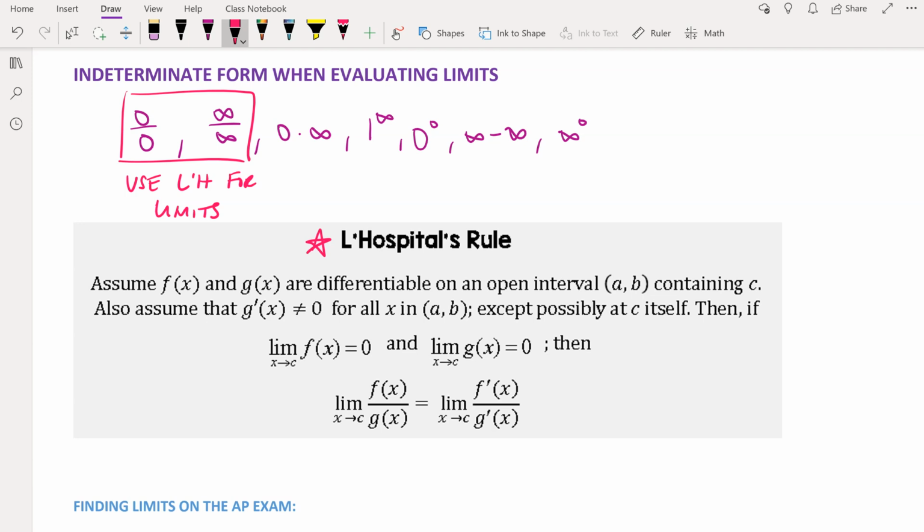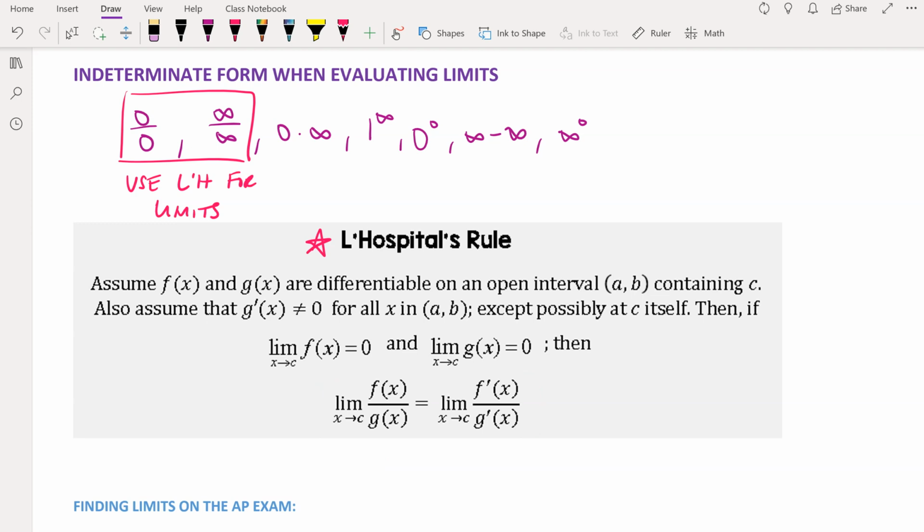You need to make sure you get all of this down. You need to write this entire rule down. The limit of f of x over g of x as x approaches C equals, instead of evaluating the limit normally, you're allowed to evaluate the limit of the derivatives. So we're going to take the derivative of the top and leave it on top, and take the derivative of the bottom and leave it on bottom, and we'll take that limit, and it's going to equal the value of this limit. An example will obviously make this more clear, but first let's get the rule down.